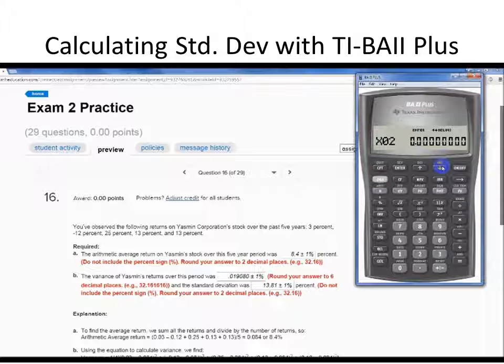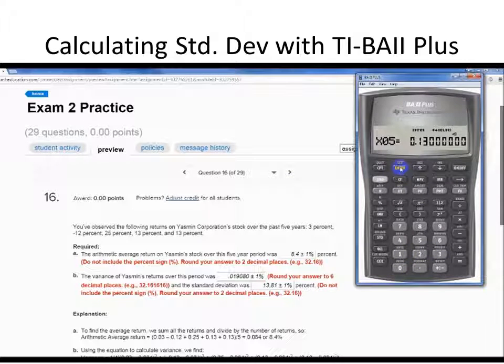Arrow down. x02 is 12%, but it's negative, so we say 0.12 plus minus, enter. Arrow down. Leave y02 alone because we're only looking at 1 stock. Arrow down again. The third year is 25%. 0.25, enter. Arrow down. Y03 we leave alone. Arrow down. The next year is 13%. 0.13, enter. Arrow down. Leave y04 alone. And our final year is also 13%, so 0.13, enter.